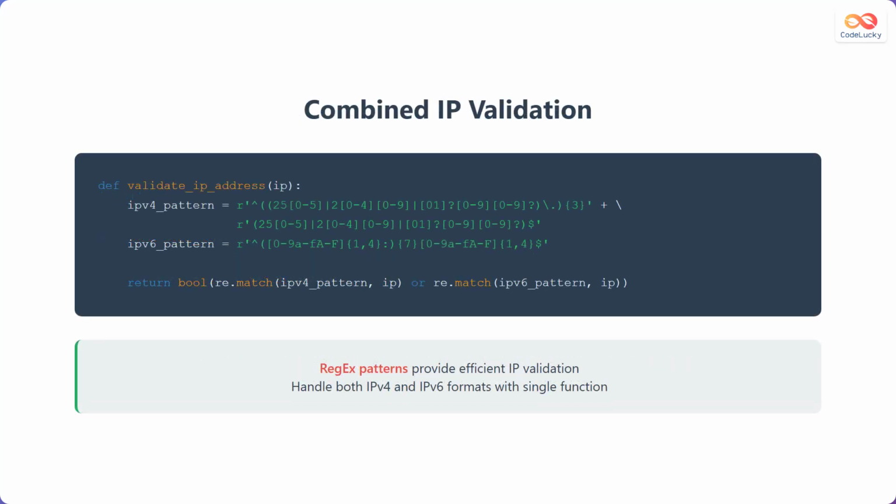Now let's create a combined function to validate both IPv4 and IPv6 addresses. First, define a function, validate_IP_address, that takes an IP address as input. Inside the function, define both the IPv4 and IPv6 RegEx patterns that we discussed in previous slides. Use re.match to check if the IP address matches either the IPv4 or the IPv6 pattern. The function returns true if the IP address matches either pattern and false otherwise.